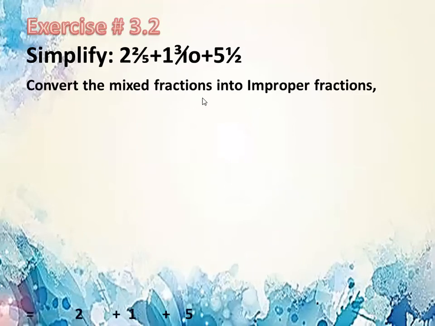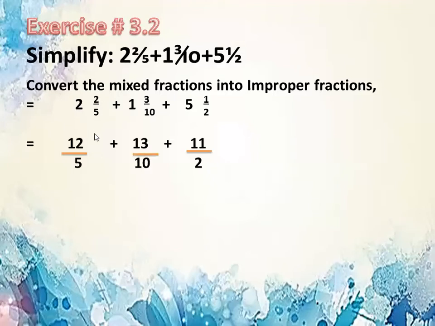In the first step, convert the mixed fractions into improper fractions. I know you know how to convert them into improper fractions. You simply multiply the denominator with the whole number and then add the numerator. So I get 5 multiplied by 2 is 10, and 10 plus 2 will become 12. After this, I will get 12 upon 5, 13 upon 10, and 11 upon 2.